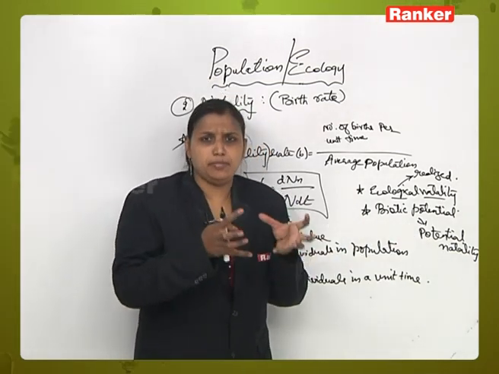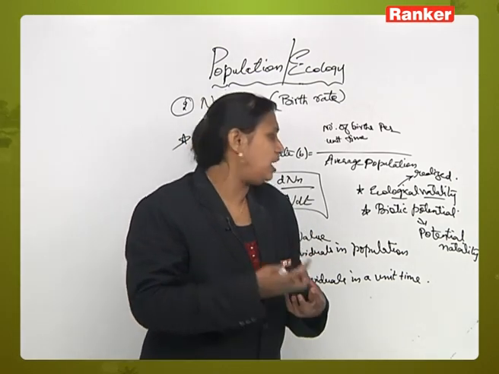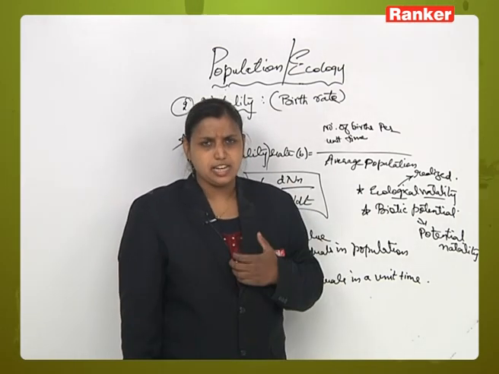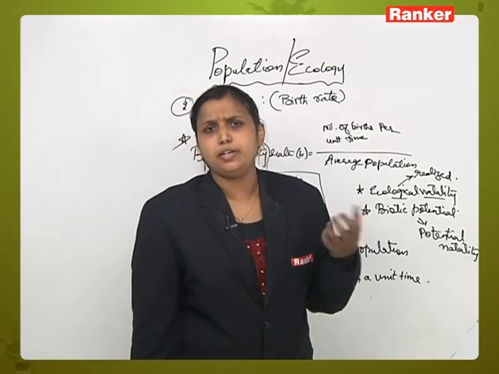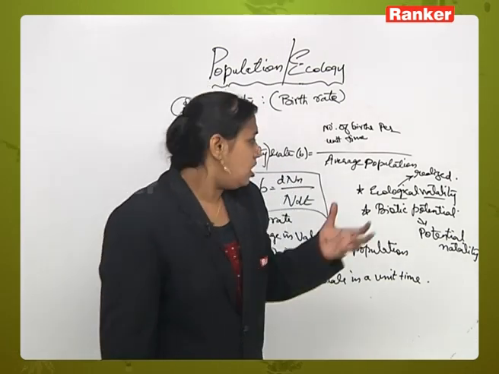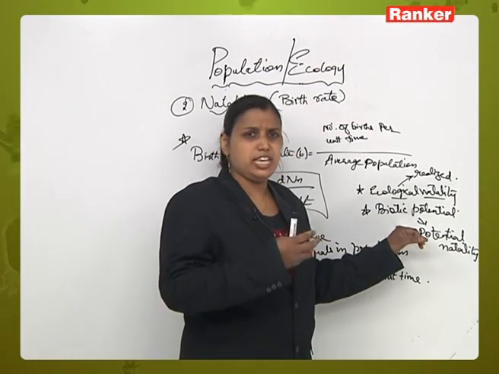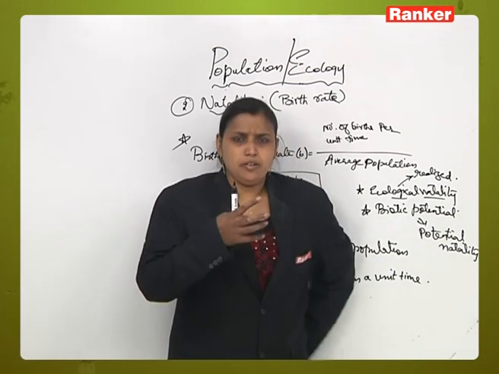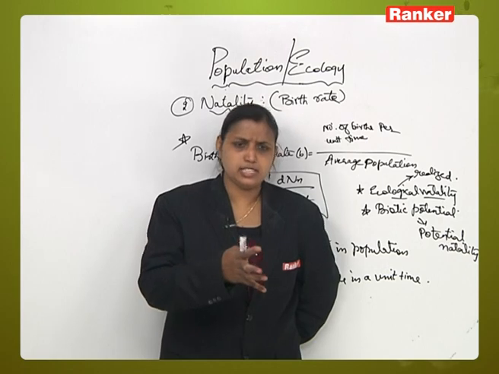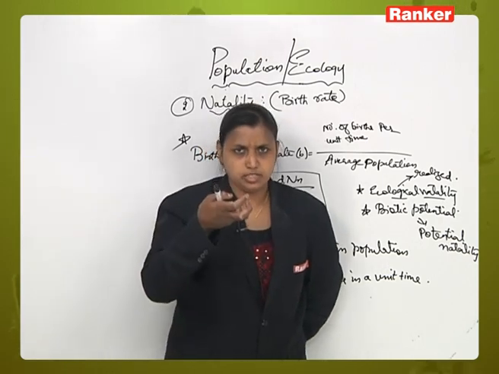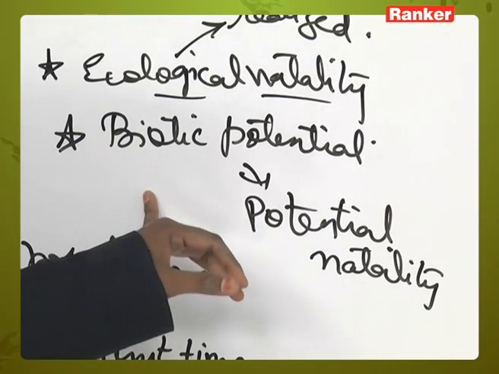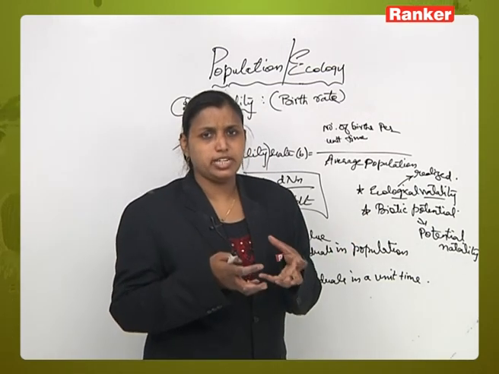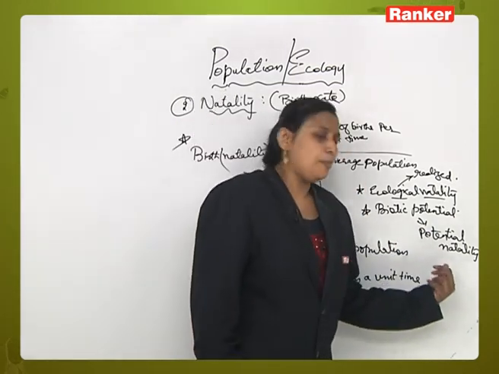The theoretical increase in the population achieved in a unit area means, for example, out of 100 seeds I have sown, possibly 80 to 90 plants become adults. This is just a theoretical assumption. That type of theoretical assumption at a particular unit area or time is called potential natality. We are expecting the biotic ability of those 100 sown seeds to come up to 80 to 90, and that is called potential natality.